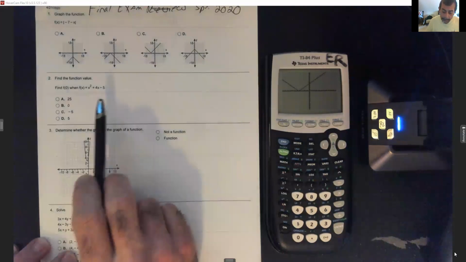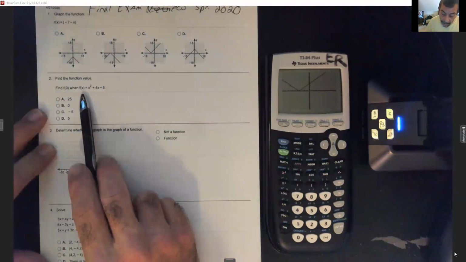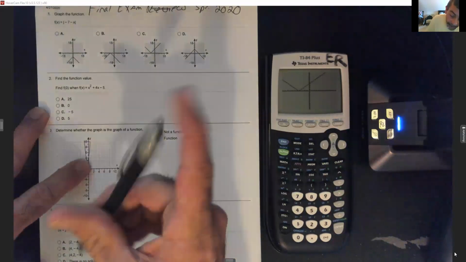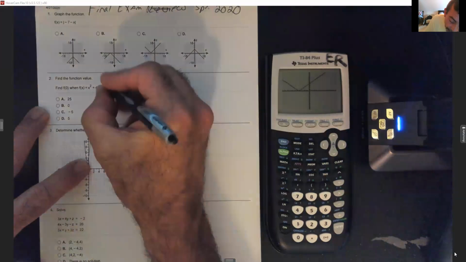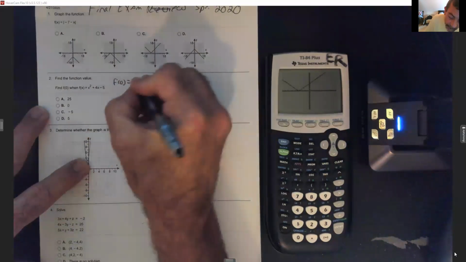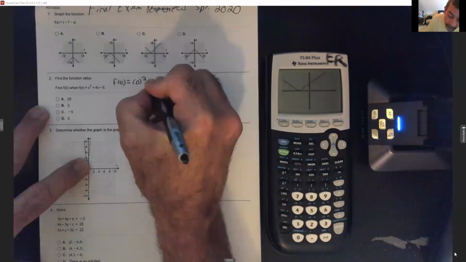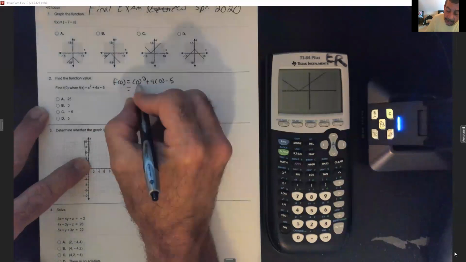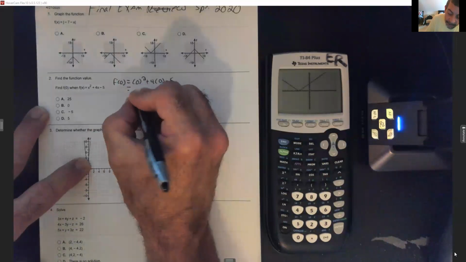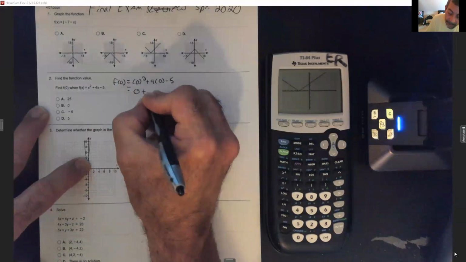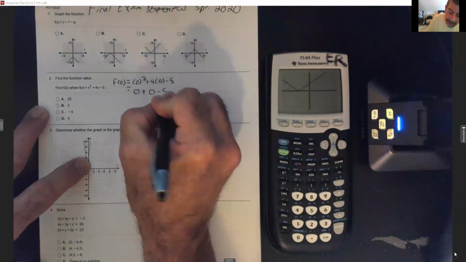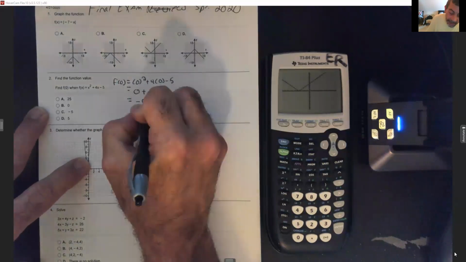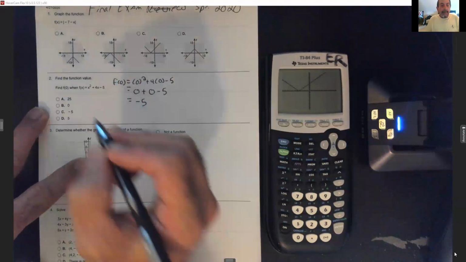All right, number two here wants me to find f of 0 when f of x equals x squared plus 4x minus 5. So f of 0 means put a 0 in for those x's. So f of 0 is going to equal 0 squared plus 4 times 0 minus 5. Order of operations, exponents first, and 0 times 0 is 0. Then I would multiply. 4 times 0 is 0, and then bring down my minus 5. So adding them all together, 0 plus 0 minus 5 is -5, which would be C, and I move on.